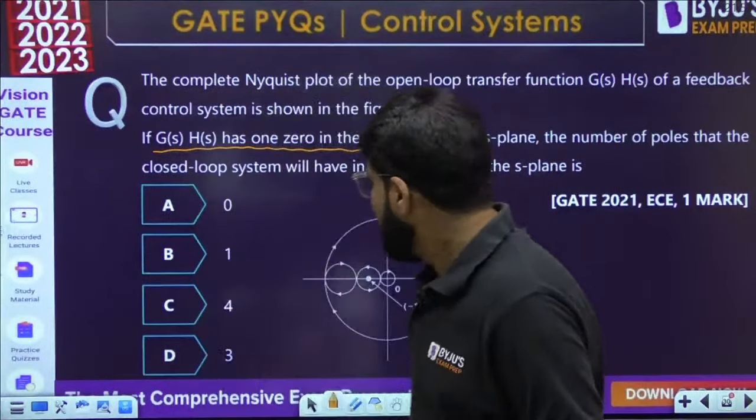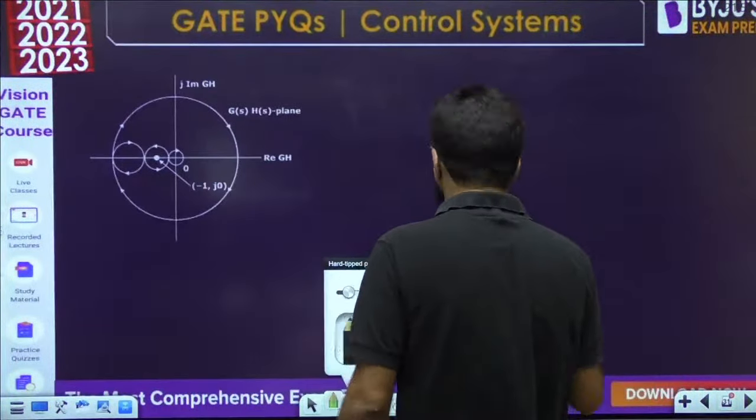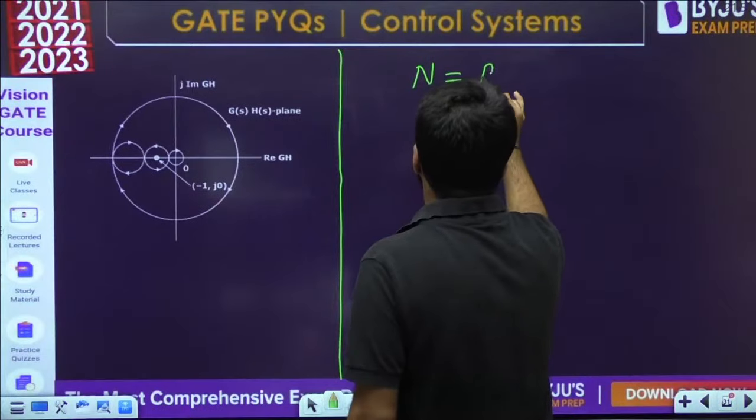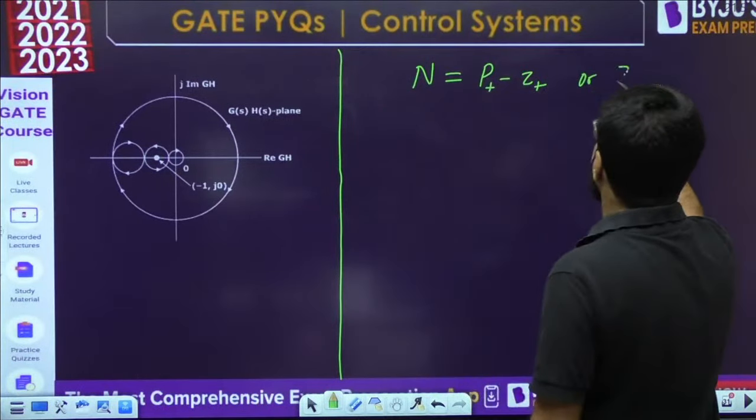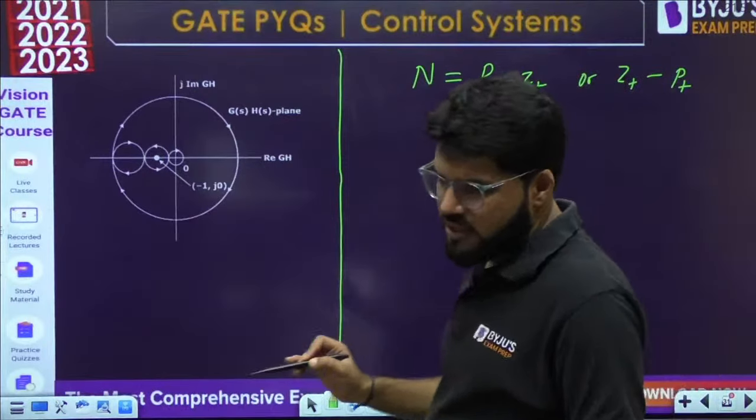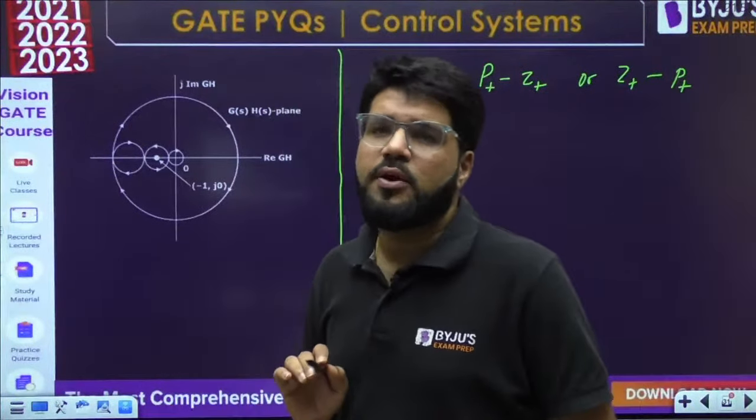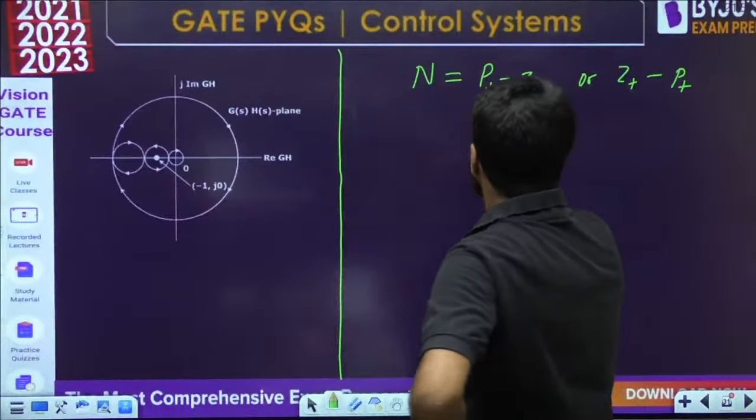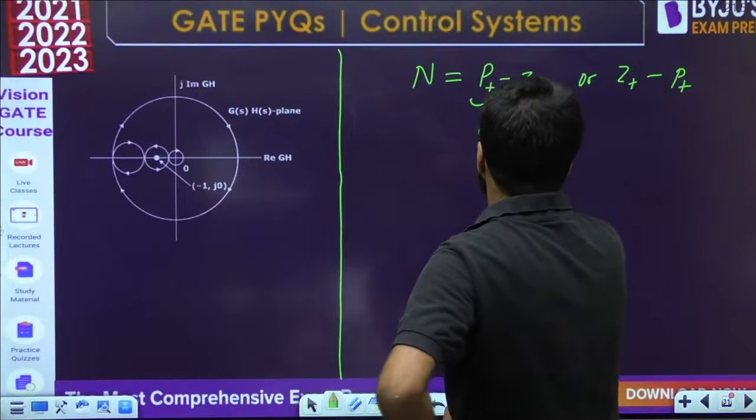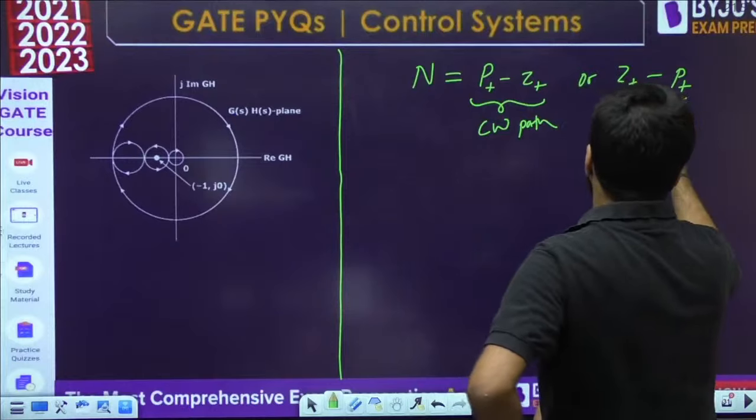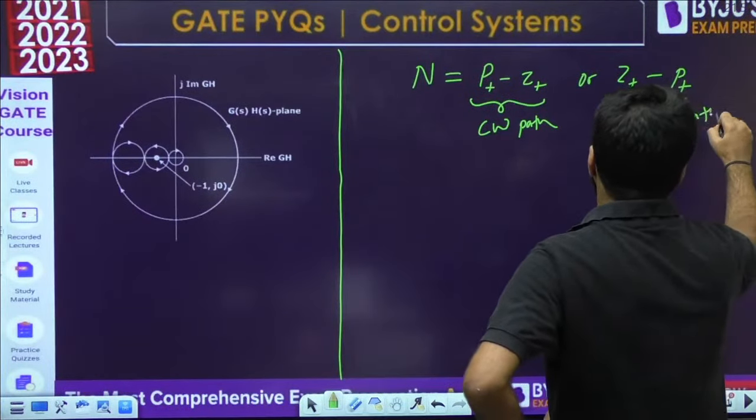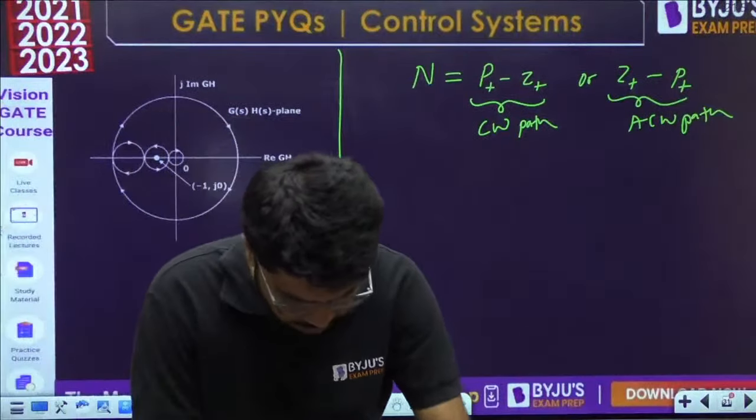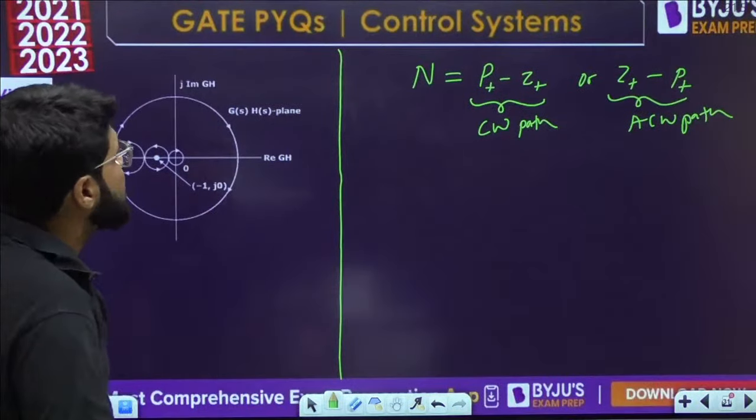Now, remember 2 points here: N is equal to P plus minus Z plus, or Z plus minus P plus. There are these two configurations. There is no information about the Nyquist contour here. Let's assume it to be by default clockwise. If required, we will change it. So we use this formula if you have a clockwise Nyquist path, and we use the other formula for an anti-clockwise Nyquist contour. So N is equal to P plus minus Z plus.